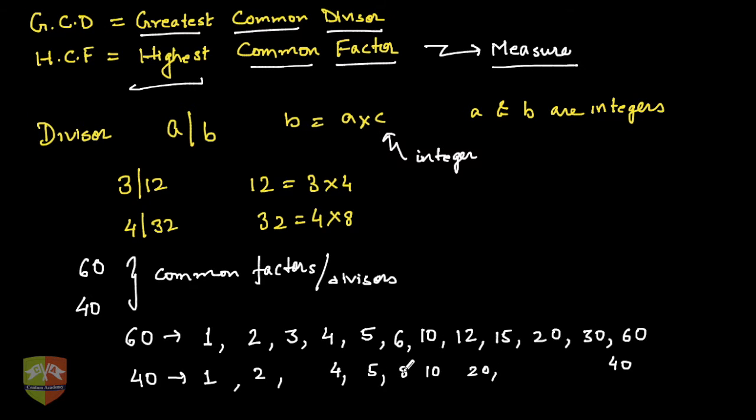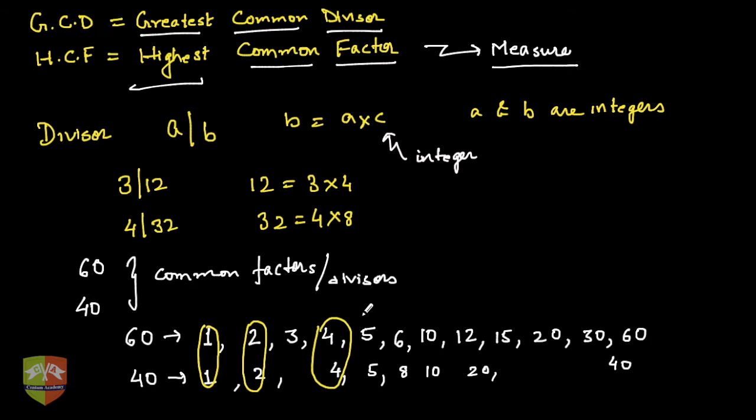Now here 5, 8, 4, 10, 3 is not there, 2, 20, 1, 40. Correct. So these are the factors of 60 and 40. Now, let us find out the common factors. So 1 is common to both. 2 is also common to both. Okay. Then 4 is also common to both. So these are common factors.